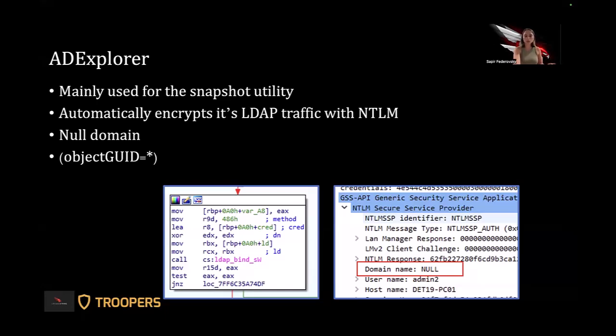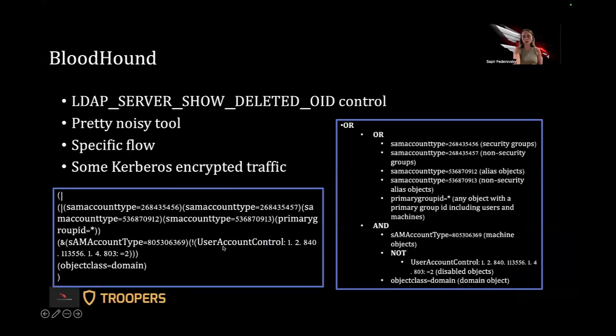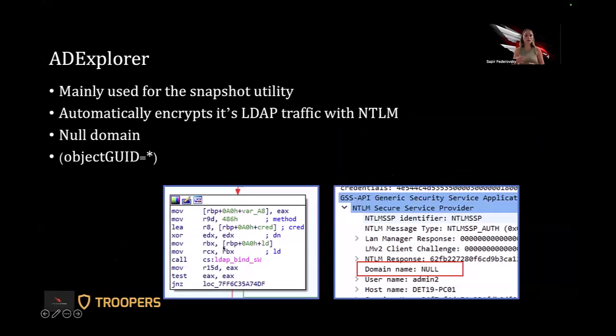Let's check it. There is only one call to LDAP bind as function inside the AD Explorer code. And actually, you can see it XORs the EDX register, which represents the domain name, just before the call, which verifies that this attribute will always be null. So this can be quite interesting to add to your detection. Maybe you'll know someone tried to enumerate your environment, but now you can also know it tried to do it using AD Explorer.